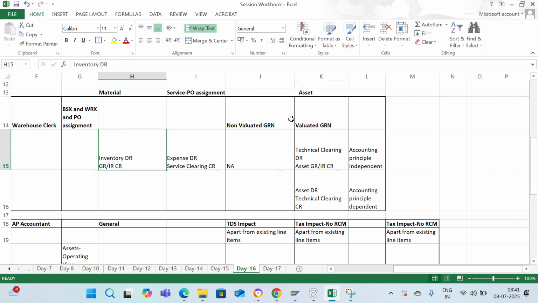So we understood if it is a material PO, then the accounting entry is inventory account debit to GRIR. If it is a service PO, expense account debit to service clearing GL credit.